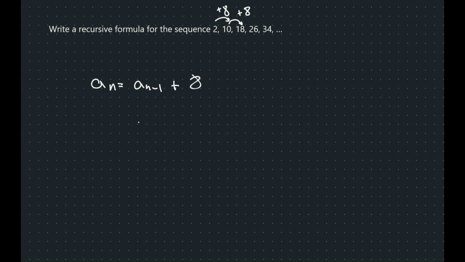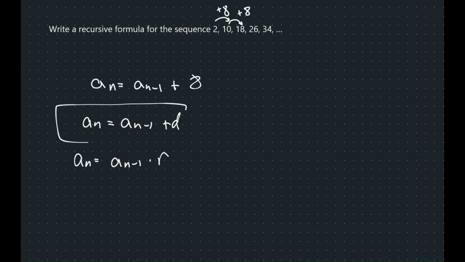We will add 8. Because again, the recursive formula for an arithmetic sequence is an is equal to an minus 1 plus d, while let me remind you, for a geometric sequence, it's equal to an is equal to an minus 1 times the common ratio. So I just substituted d.